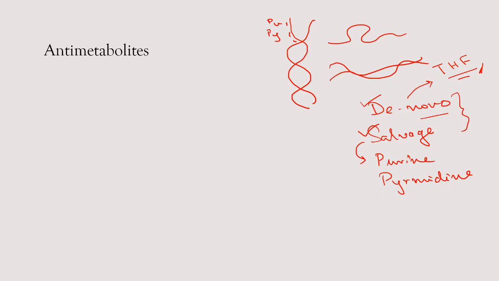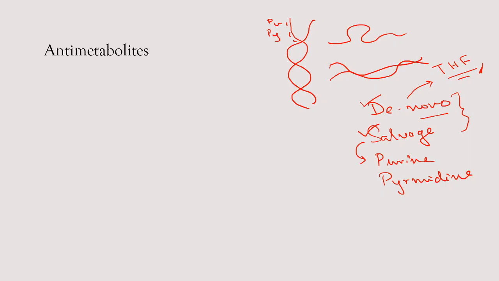On the other hand, the salvage pathway is mainly the recycling pathway, and it occurs during purine or pyrimidine degradation. In case of purine, we all know that it degrades into uric acid, and in that process purine bases are released. If we take those released purine bases and biochemically treat them, we can get new nucleotides.